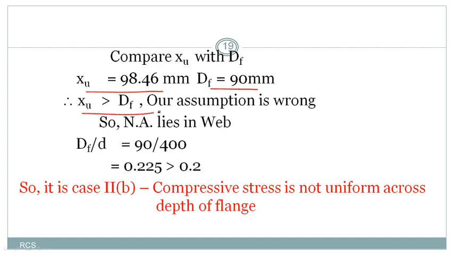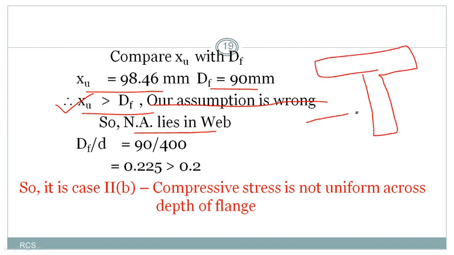What we assumed was that our XU is less than DF, then it would fall in the flange. But in the actual case, our XU is greater than DF. So our assumption is wrong. With respect to this condition, our neutral axis falls in the web region. Right, for this case. And one more thing, we have to decide whether it is case 2A or 2B, that we have to discuss.